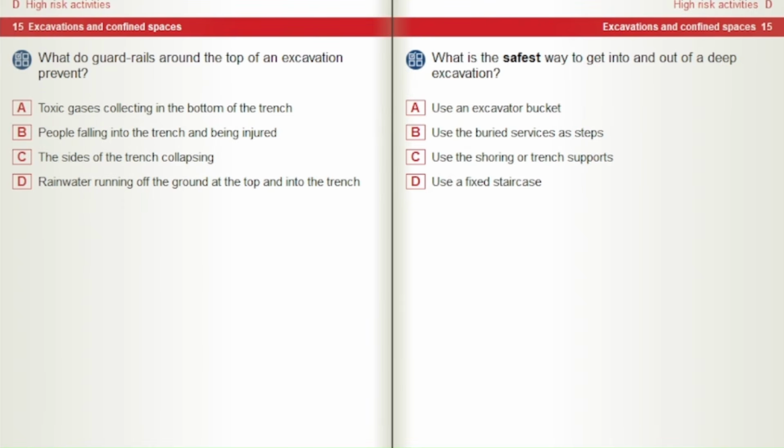What is the safest way to get into and out of a deep excavation? Use an excavator bucket. Use the buried services as steps. Use the shoring or trench supports. Use a fixed staircase.